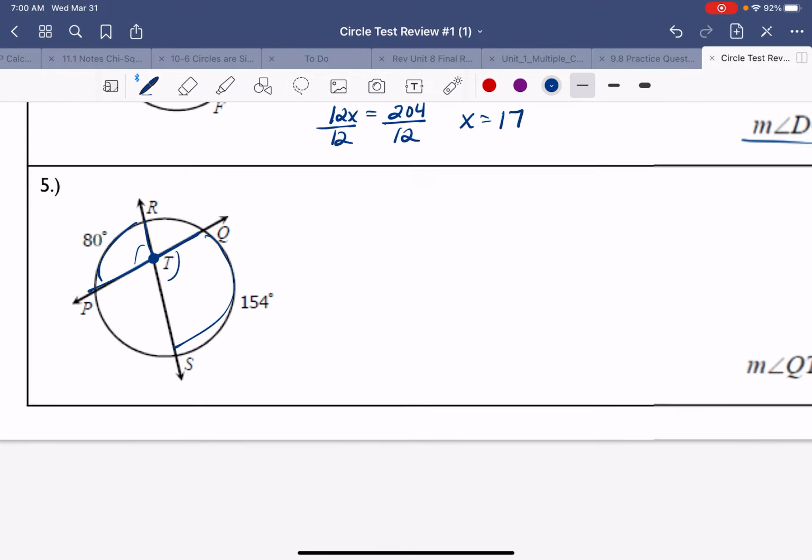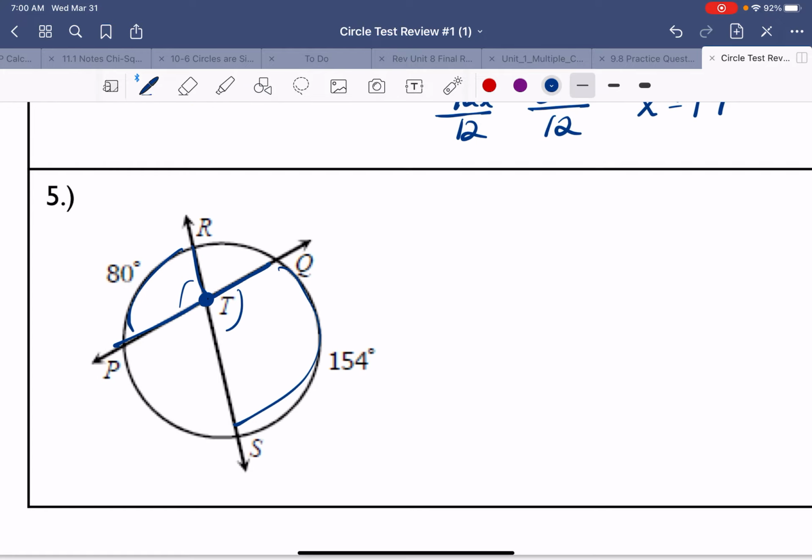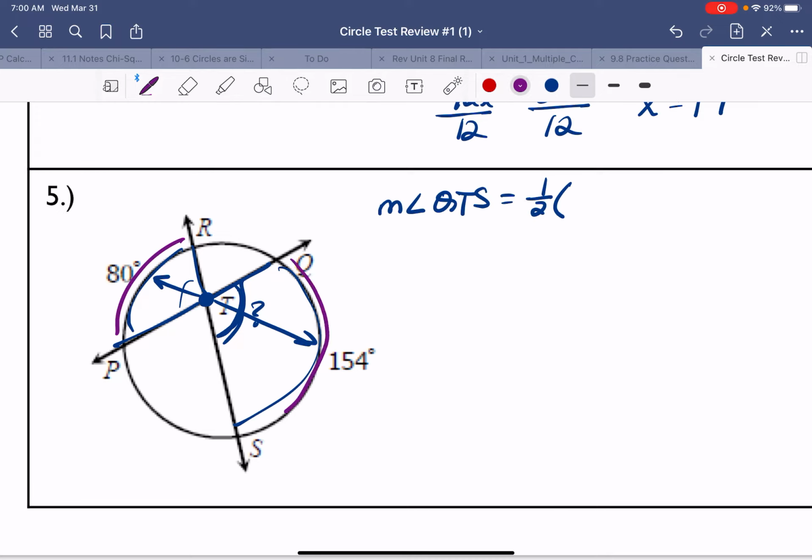So what they're asking for here is what is the measure of angle QTS? So this is ultimately the one that they're trying to find. And you have to remember the relationship between the arcs and the angles when there is an intersection inside of the circle is that the arcs that are connected to it, right, will be involved. So I'll just go ahead and write it as such. The measure of angle QTS is equal to 1/2 the measure of this arc plus this arc.